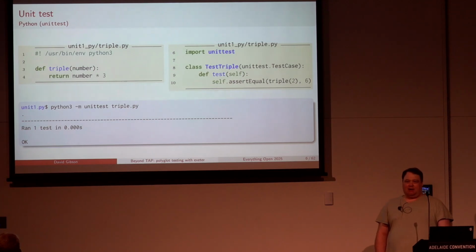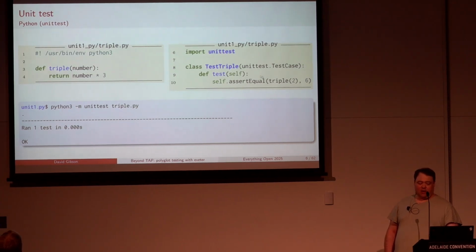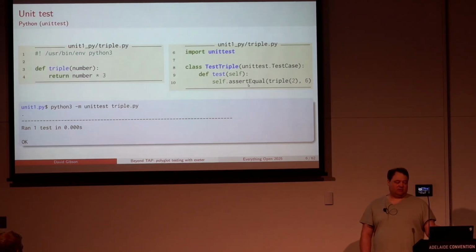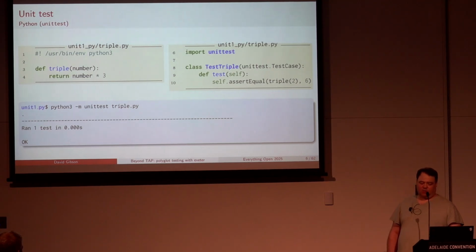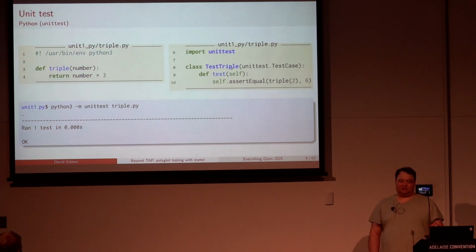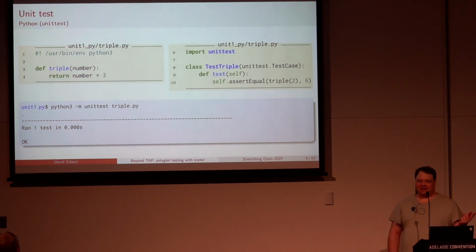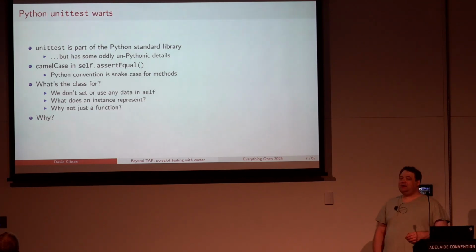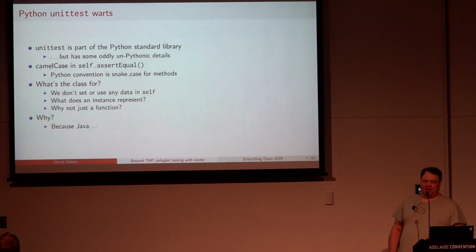Now, if you're familiar with Python, you might start to notice a couple of little oddities here, though. One is, this is a method call, this self.assertEqual, but the convention in Python is that methods should be named in snake case, and this is in camel case, but this is in the standard library. And the other thing you might wonder is, what is this class all about? What does an instance of TestTriple represent? Because we're not putting any data into that instance, and we're not taking any data out of that instance, so what's it for? Why is it not a function? And the reason is because Java.